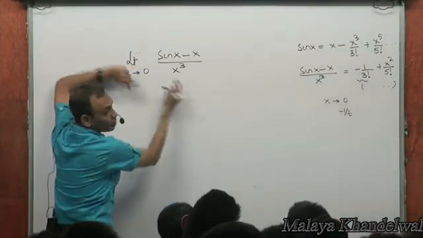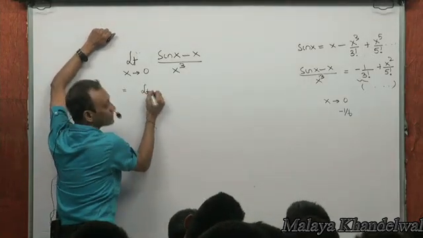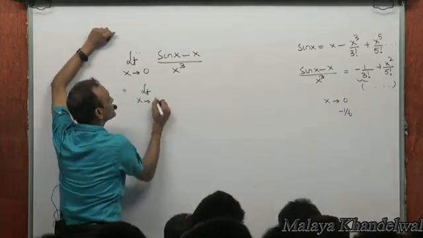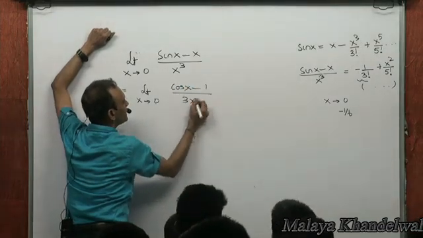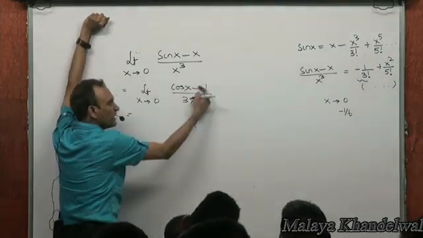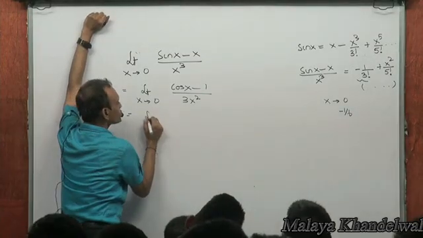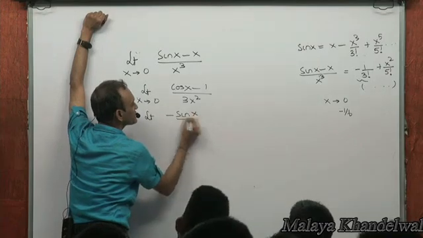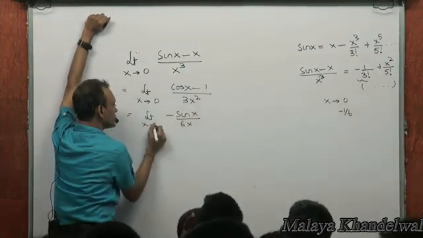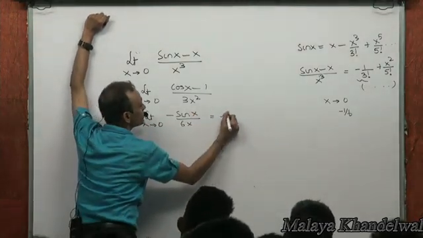It's also of the form 0 by 0. So if you differentiate numerator and denominator, as x tends to 0, it becomes (cos x minus 1) by 3x squared. Again it's of the form 0 by 0. So this becomes minus sin x by 6x as x tends to 0. Sin x by x is going to be 1. So this is going to be minus 1 by 6.